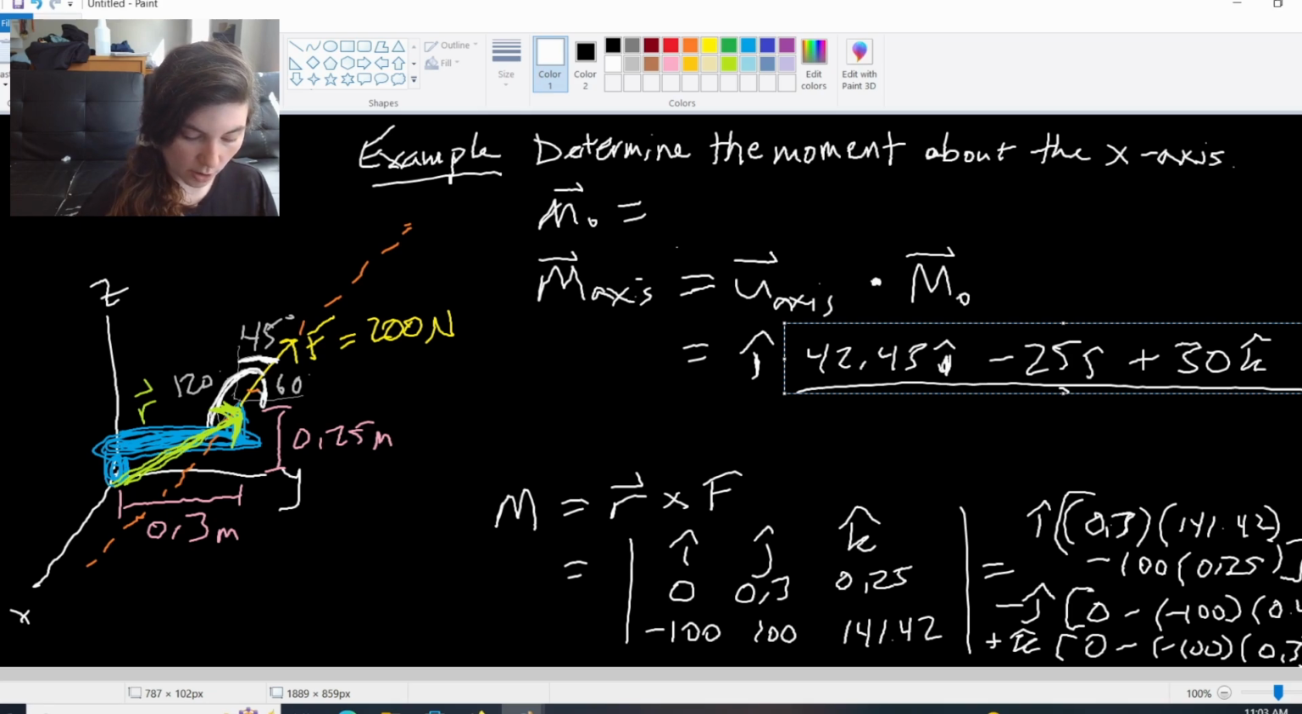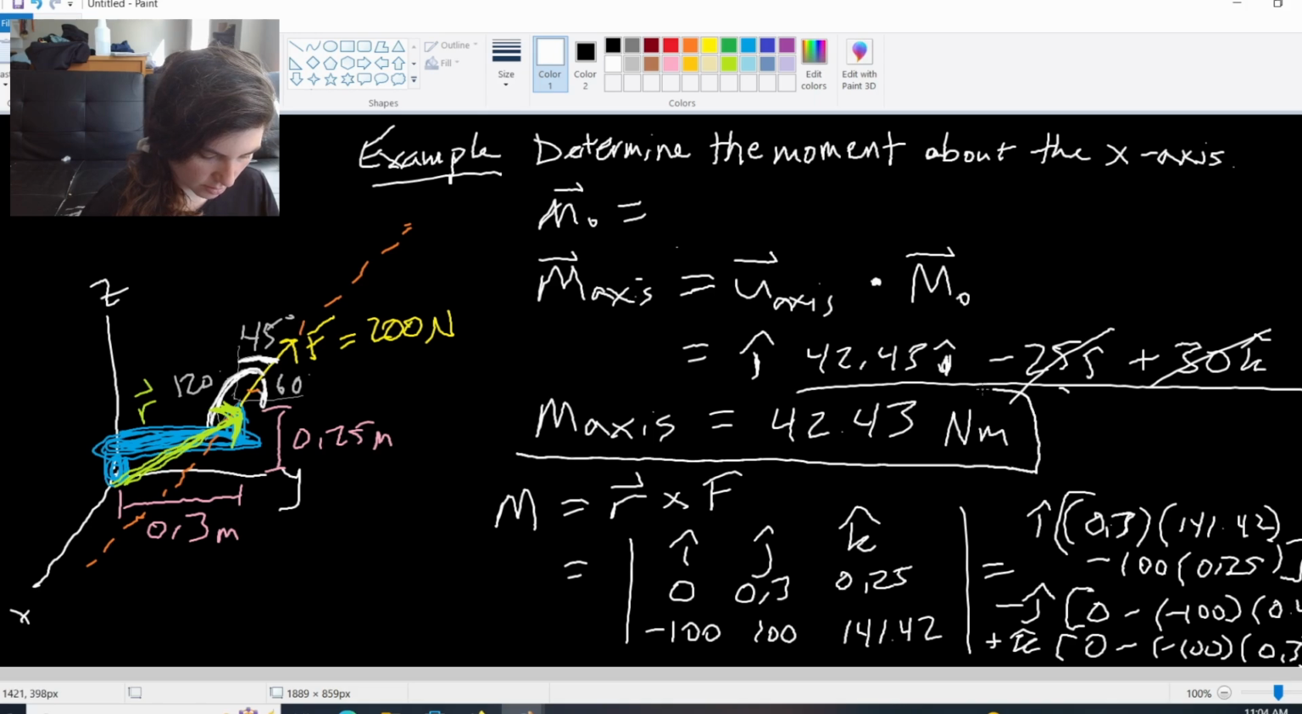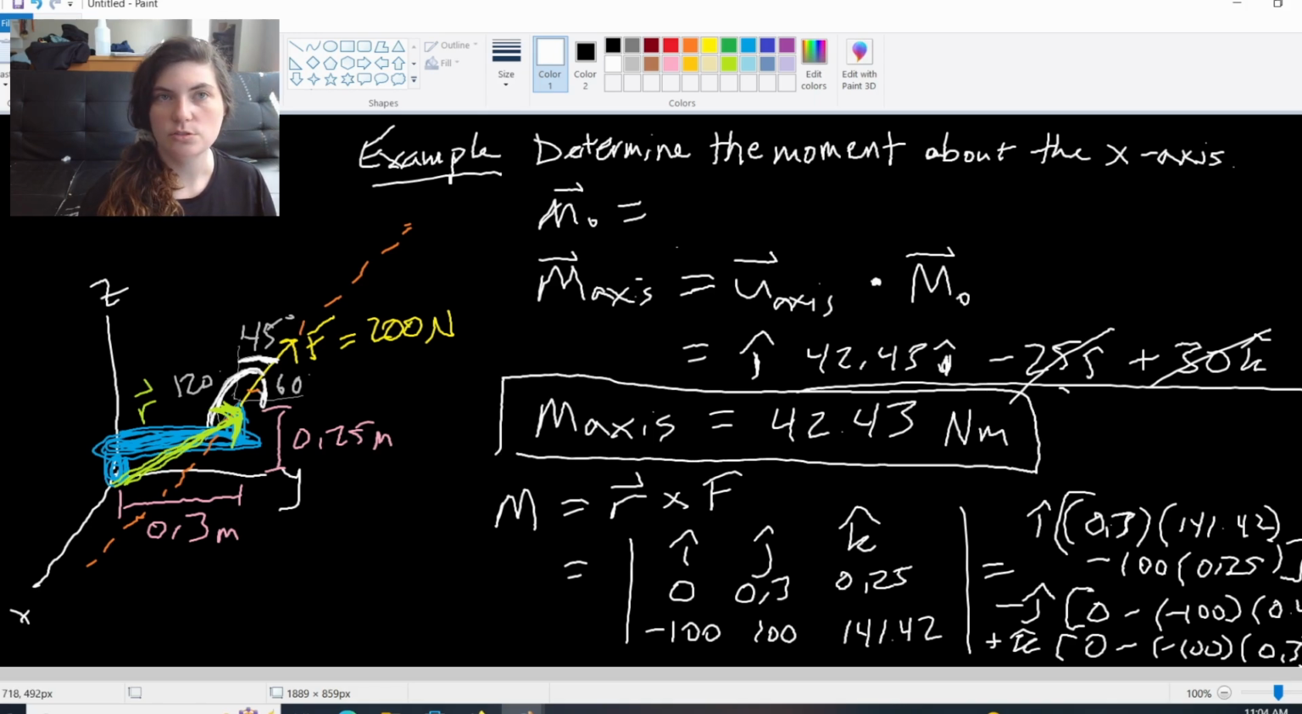So when we do that dot product, since there's only an i hat term, these other two terms are going to go to 0, right? Because you're going to have i hat times i hat plus j hat times j hat plus k hat times k hat. And since there's no j hat or k hat terms, these guys are going to go to 0. And what you're going to end up with is the moment about the axis. The magnitude of the moment about the axis is 42.43 Newton meters. So that would be the magnitude.